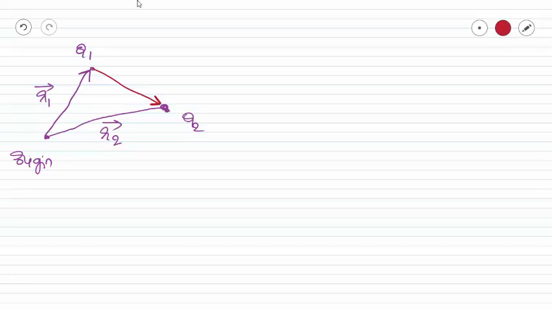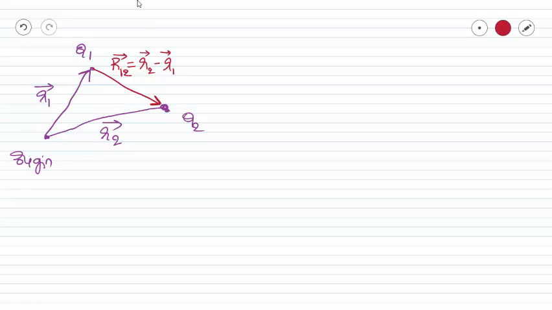So now, as per our vector addition rule, addition of R1 bar and this vector. So this vector which we drew from 1 to 2, let us denote this as R12 bar, which is equal to R2 bar minus R1 bar. This is the distance vector.